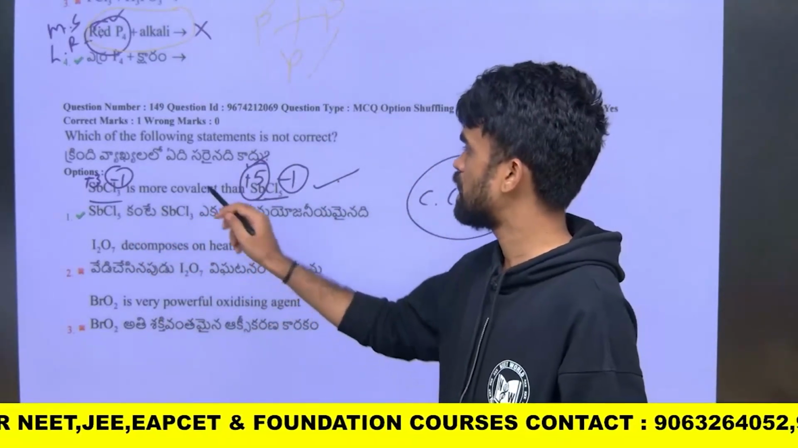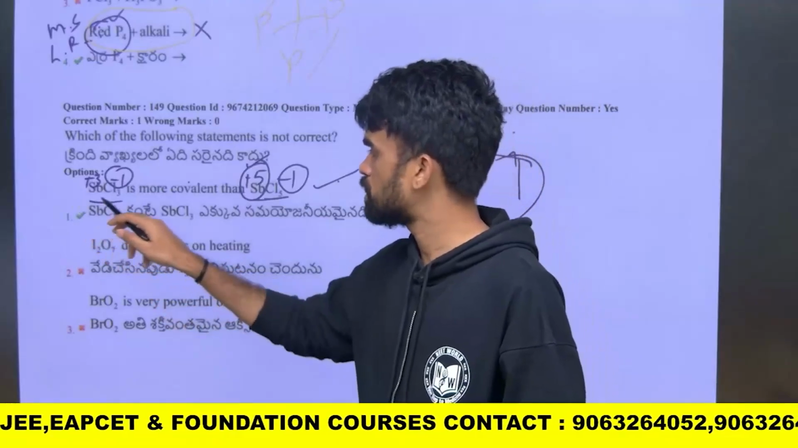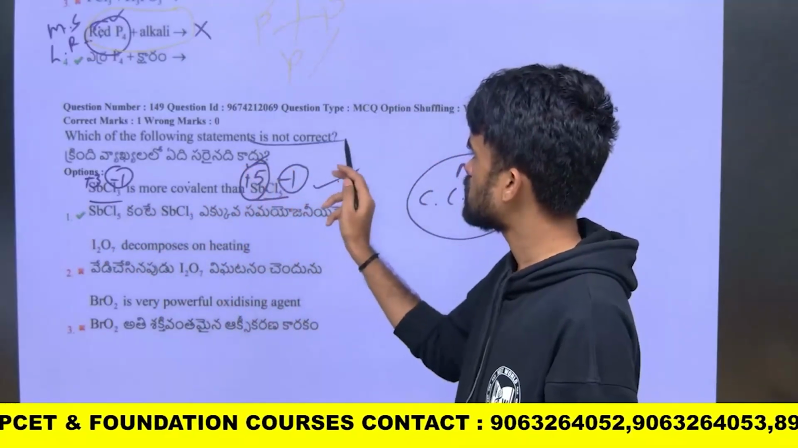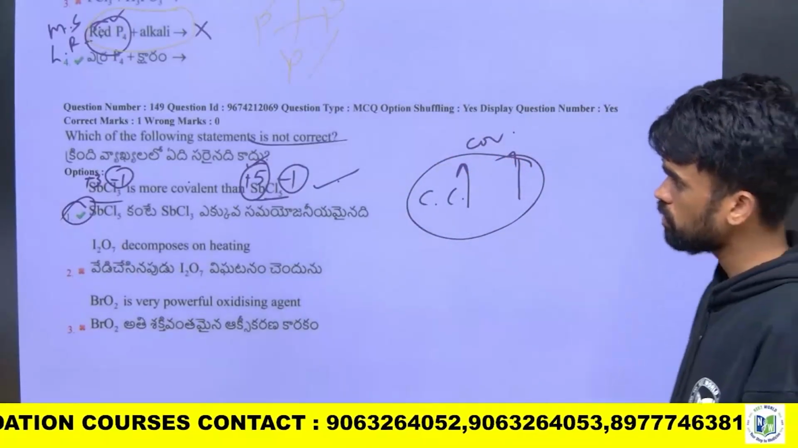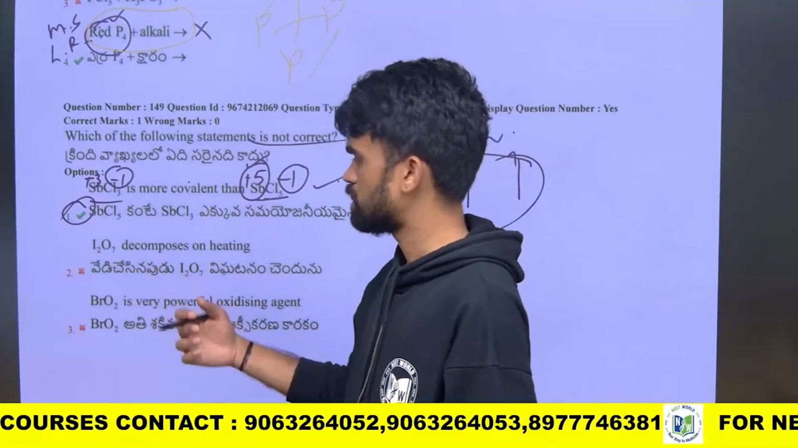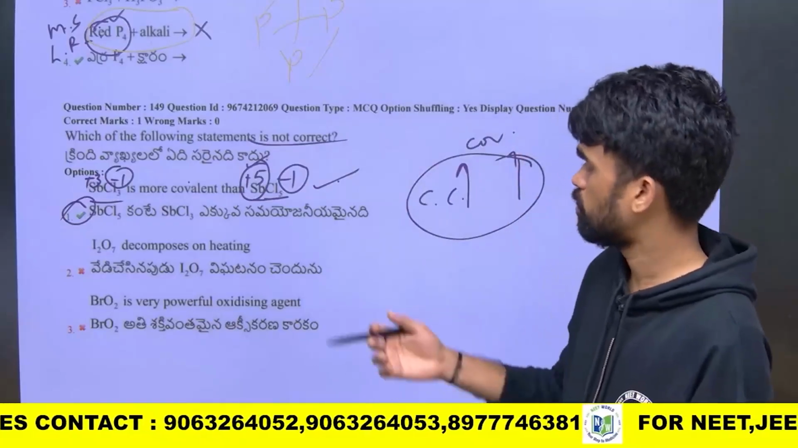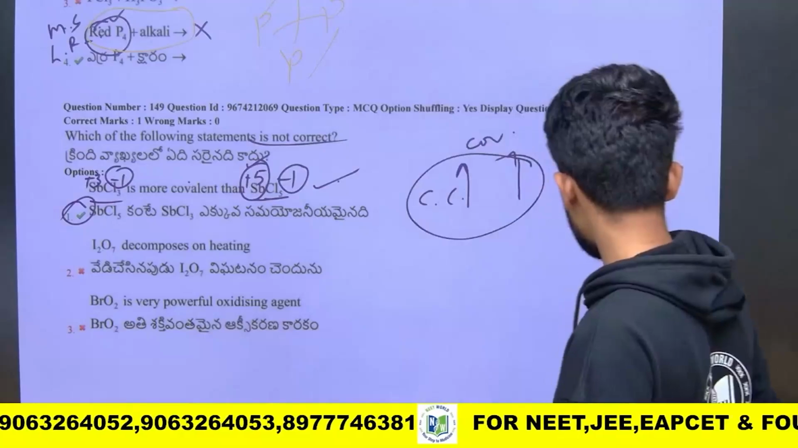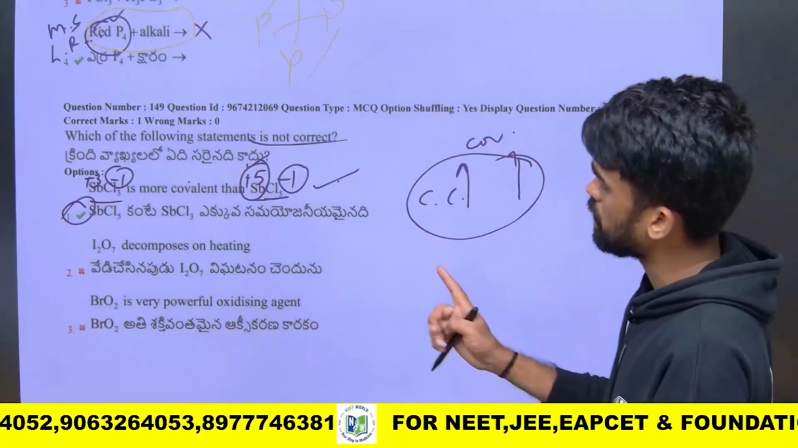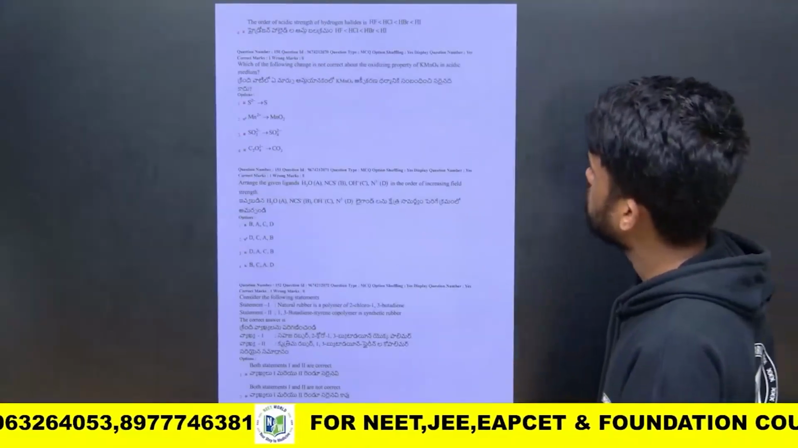No, SbCl5 is more covalent, right? So option 1 is not correct. They are also asking for the not correct one, so you can choose the first option. I2O7 decomposes because it is not stable, that is correct only. It is a powerful oxidizing agent. So the incorrect one here is the first option.